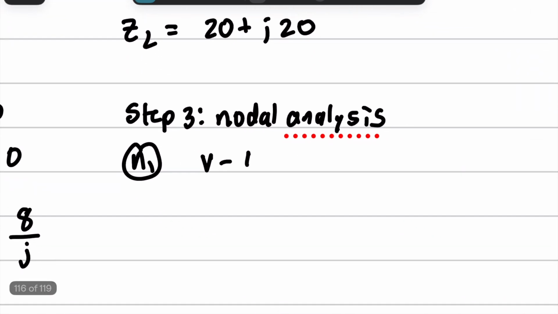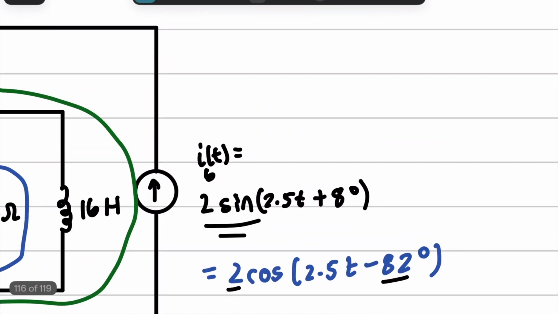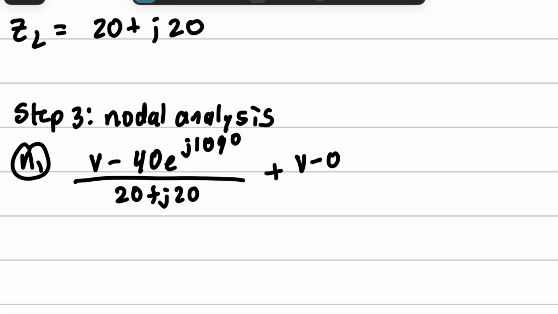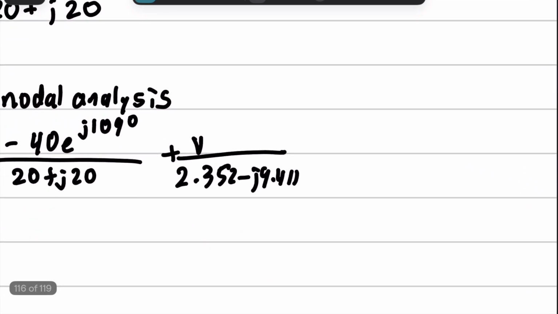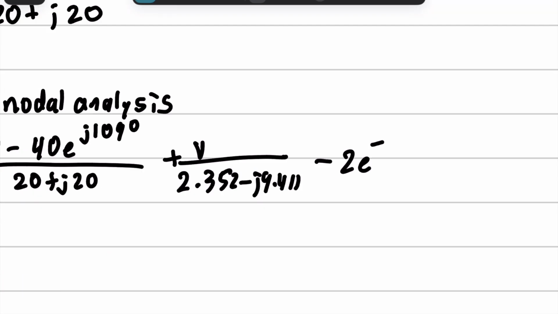So that's going to be minus 40e^(j109°) over 20 plus j20, plus, and then we've got this configuration going to ground, (V minus 0), or just V, over 2.352 minus j9.411, which is what we've just found right here. And then minus, because we have a current going into the node, 2e^(-j82°), like so.